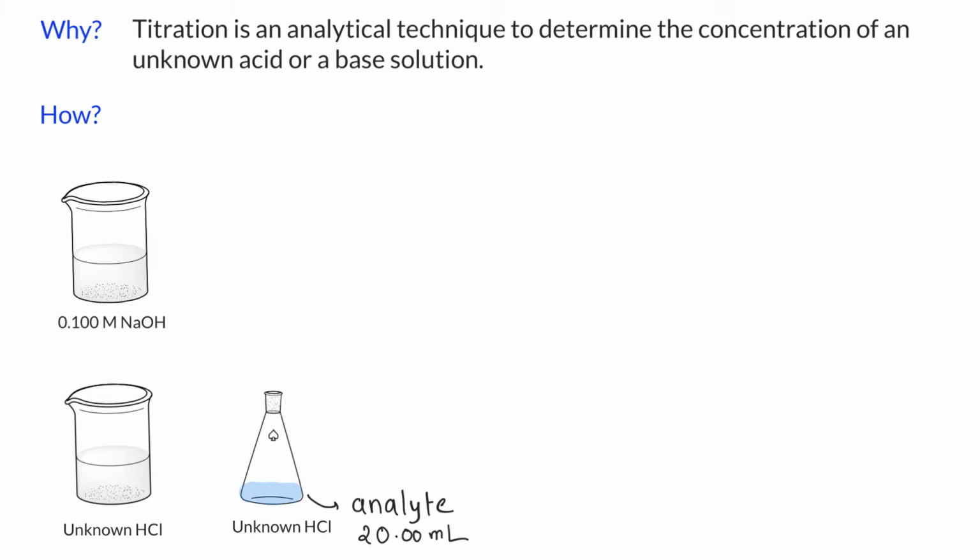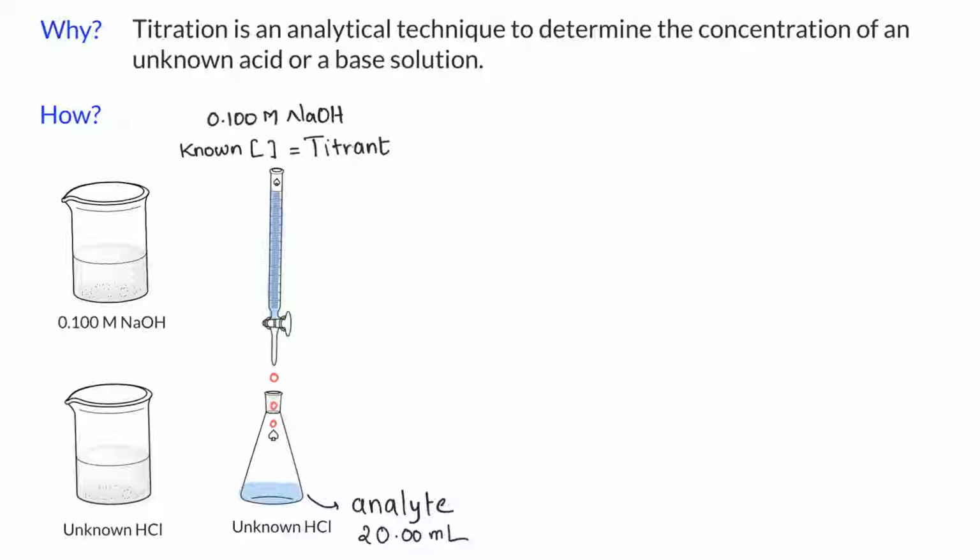in the conical flask. Next, we take the solution with a known concentration in a burette. The solution with known concentration is called the titrant. In this example, the titrant is 0.100 molar sodium hydroxide solution. We add sodium hydroxide solution from the burette into the conical flask containing hydrochloric acid in small increments.